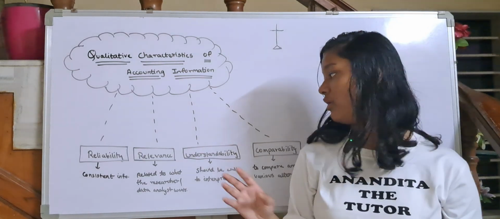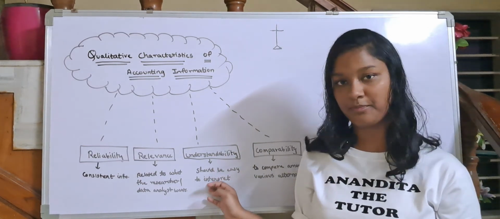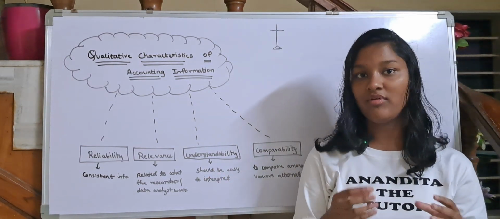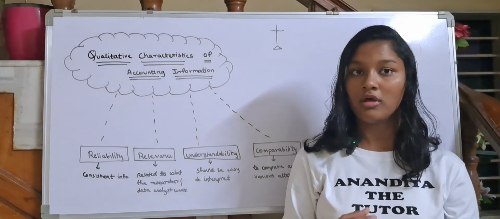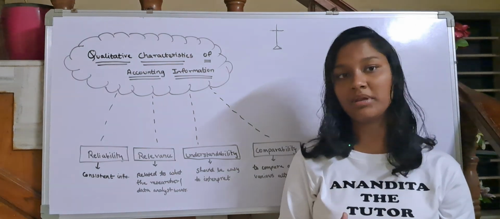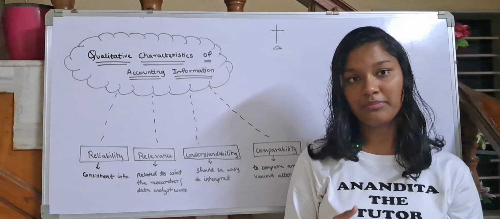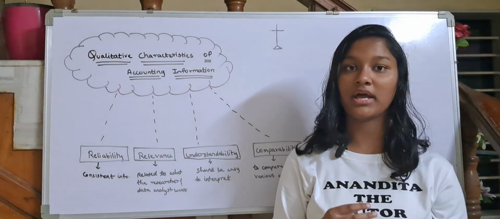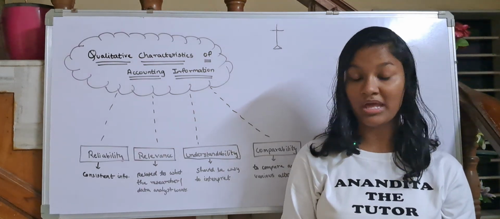Then understandability: it should be easy to interpret. Whatever information I find, I will record in my report. Whatever I write in my report should be understandable in nature. The person outside the organization who is reading my report should be able to understand what I have written, what I have exactly found out from my research.